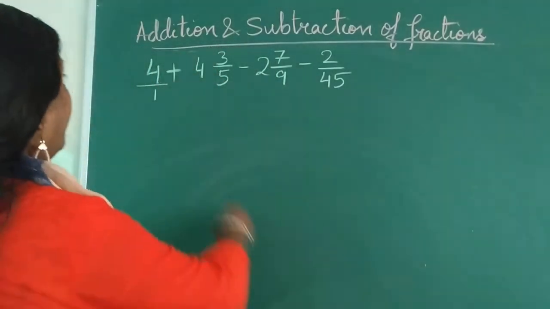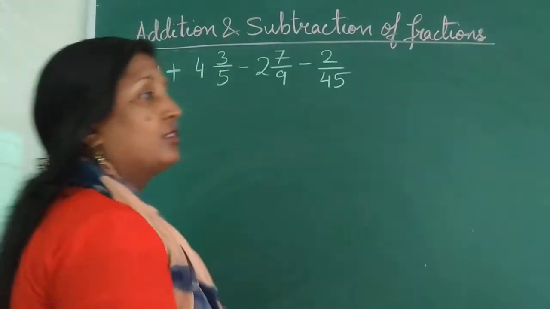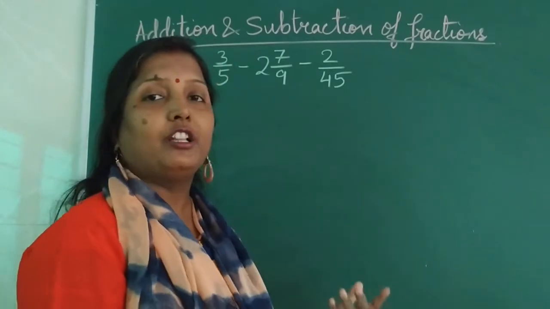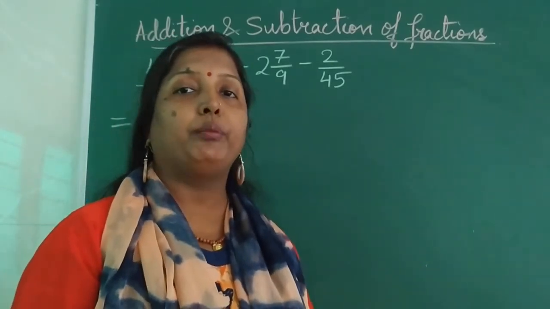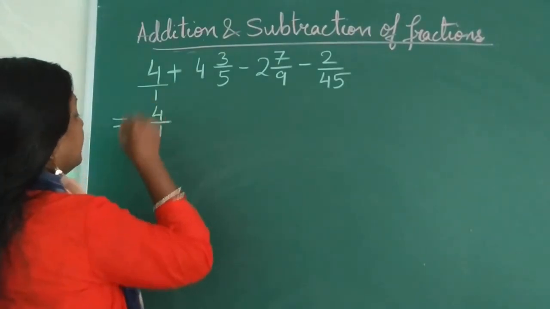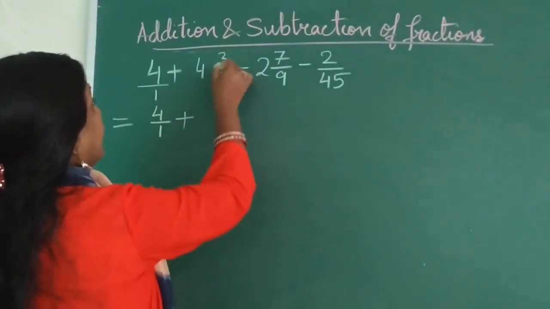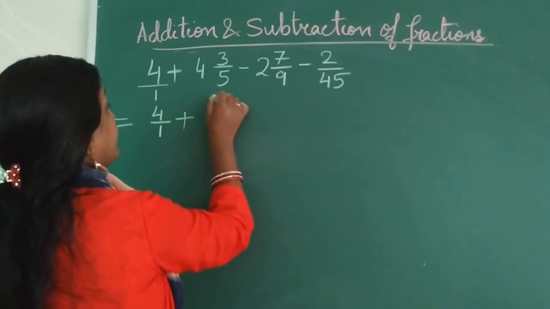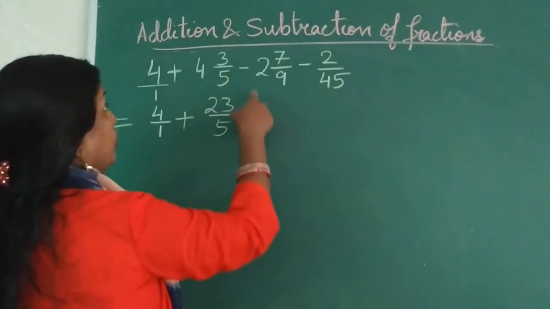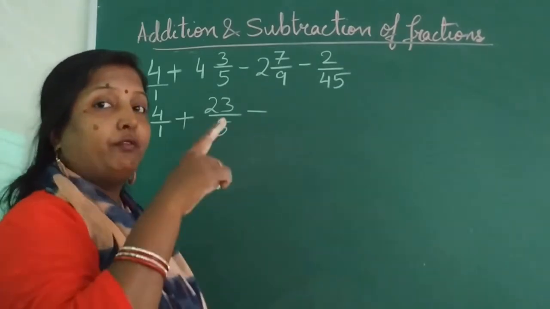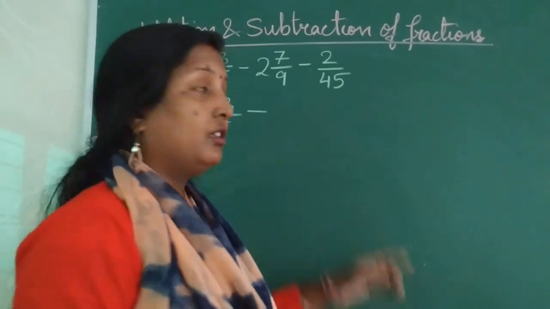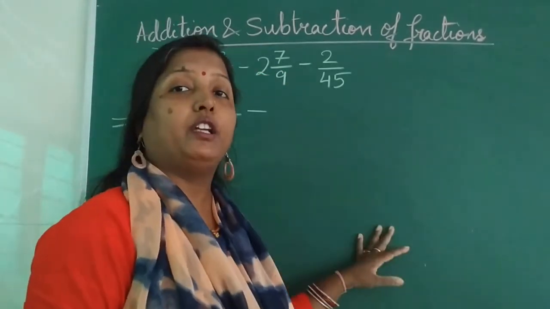Okay. So the next step, whatever we learned, was to convert all the mixed fractions to improper fractions. So this is already there. 4 5s are 20 plus 3, 23 by 5 minus. Don't forget that you should be very careful with copying the signs. Don't change the sign. Copy down the sign whatever it is.